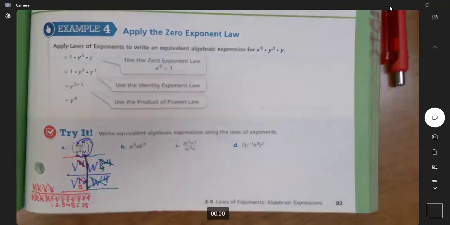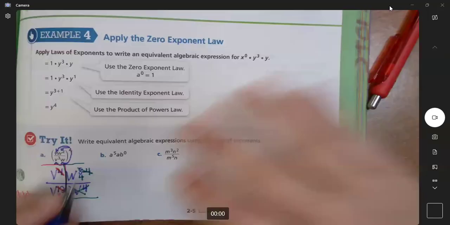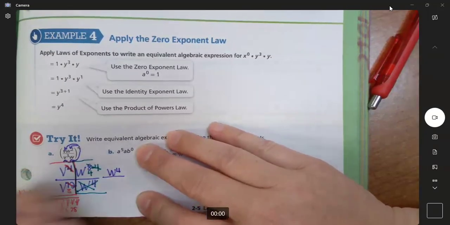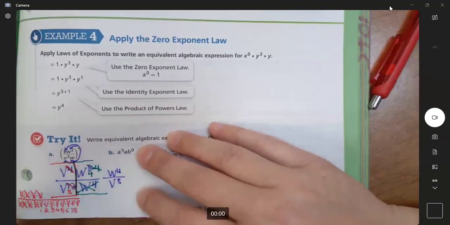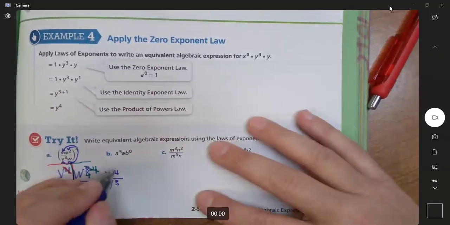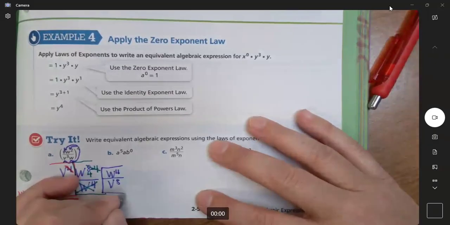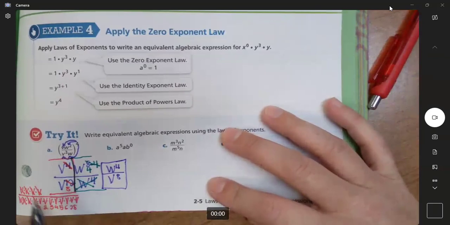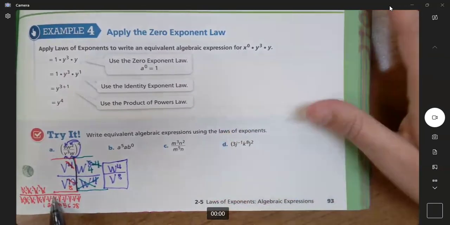What does that look like as an answer? It's going to be W4, because that's what's in our numerator, V8. These are not like terms. There's nothing else you can do. So you are done. Now, if you didn't like what I did down here and you're a creature of habit, no problemo.